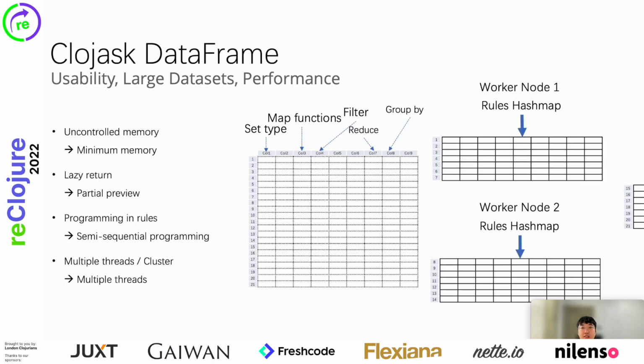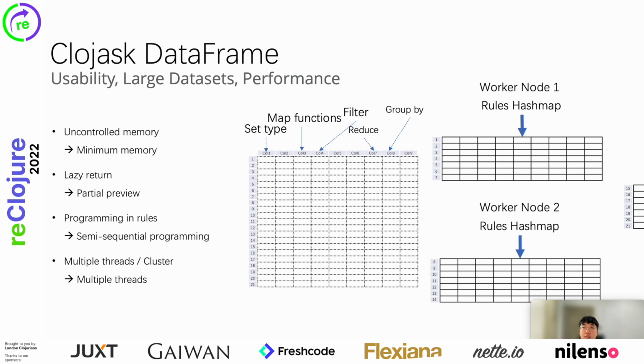Clojask, as I said, is also a distributed data frame. So in terms of the data flow, it has no difference from a normal distributed data frame. However, when we design Clojask, we focus on three things additionally: usability, large datasets, and performance. You may associate the last two together, so we really focus on performance on large datasets.